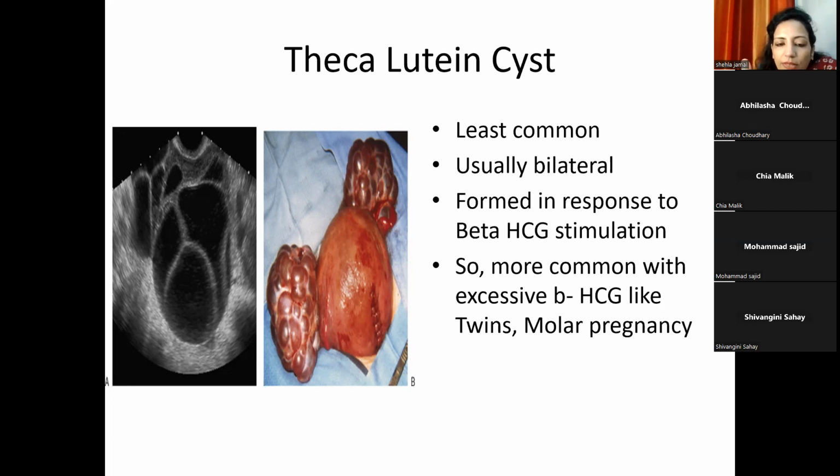First is follicular, which is forming in the follicular phase of the ovarian cycle. Second is corpus luteal cyst, which is forming during the luteal phase of the menstrual cycle. And third is theca lutein cyst, which is least common, having a specific feature of being present bilaterally. And this is forming in response to excessive beta HCG stimulation, especially with molar pregnancy.